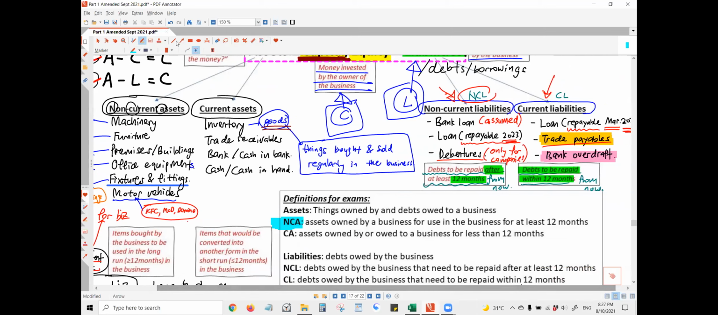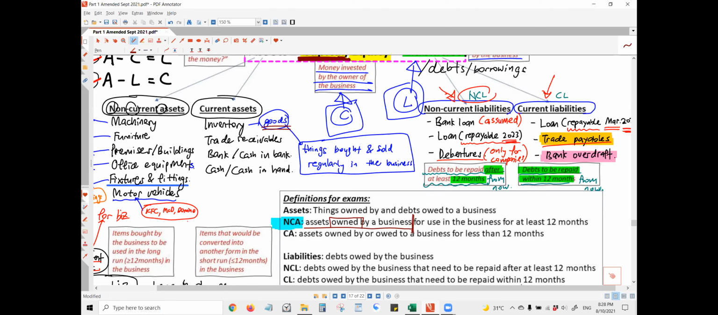Okay, it says that NCA are assets owned by the business. Agree? The machinery you bought, furniture that you bought, office equipment that you bought, motor vehicles that you bought, are they owned by the business? Of course. Okay, makes sense, right? No problem. We understand the first part of the definition.